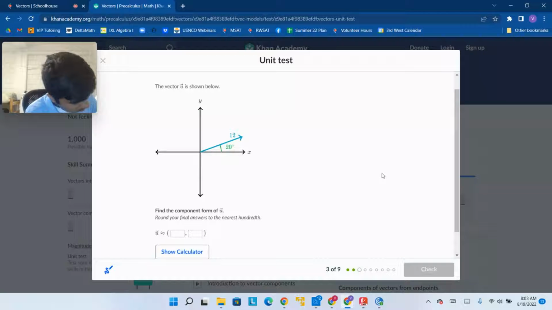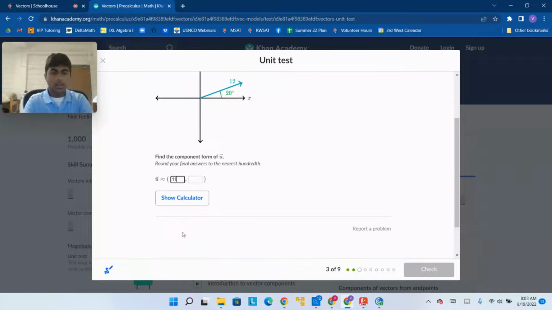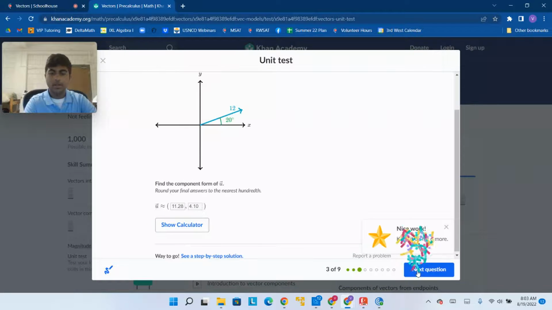11.28. And the y coordinate, 12 sine 20, becomes 4.10. So our answer is going to be 11.28, 4.10. Neither of them are negative, they're both in the positive direction, and that is our answer. Let's keep going.